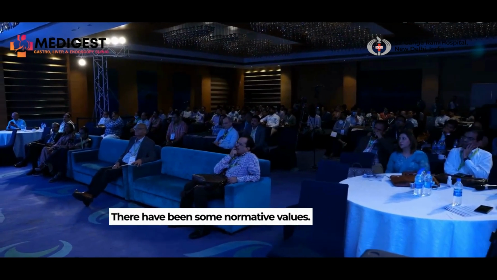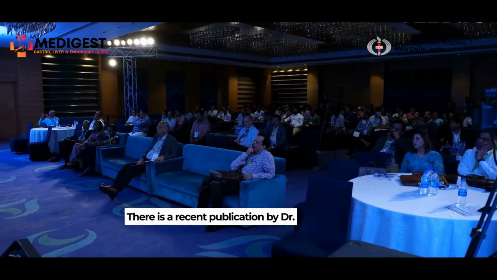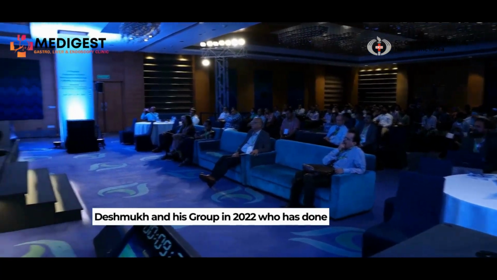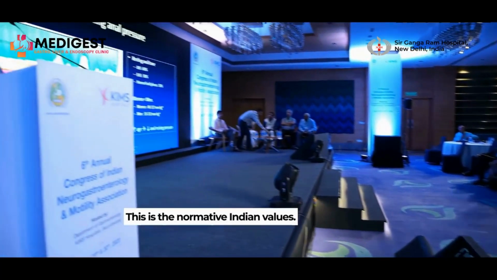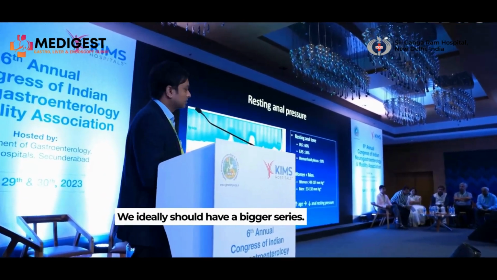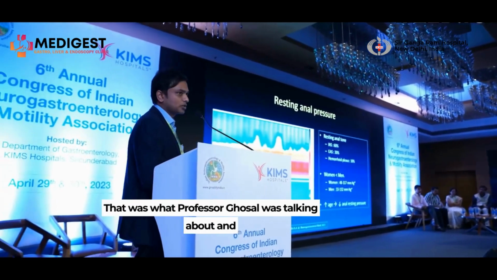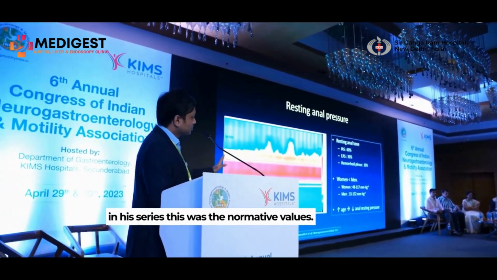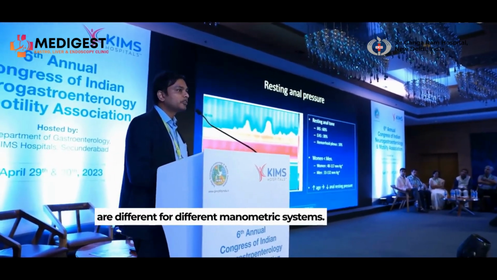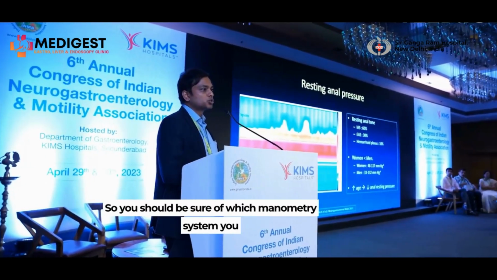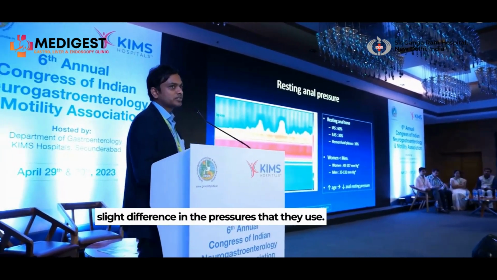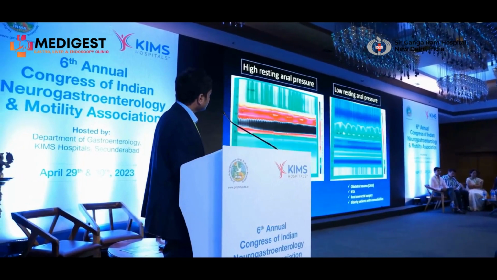There have been some normative values. There is a recent publication by Dr. Deshmukh and his group in 2022, who did this study on around 90 patients. These are the normative Indian values. We ideally should have a bigger series, which is what Professor Goshwal was talking about. And in his series, these were the normative values. Mind you, these values are different for different manometry systems. So you should be sure of which manometry system you are using, because every system has a slight difference in the pressures that they use.